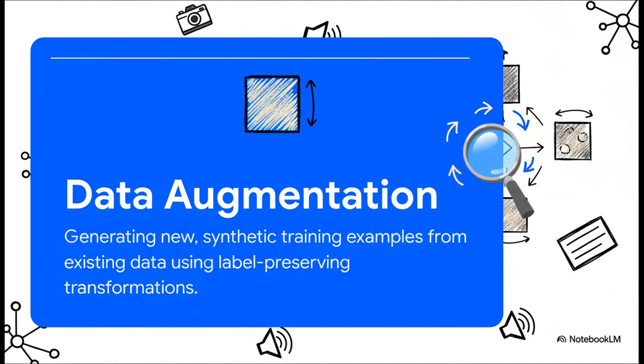The first play is called data augmentation, and the idea behind it is brilliant in its simplicity. You take the data you already have and you just create more of it. You generate new, synthetic examples by tweaking them in ways that, and this is the most important part, don't change what the data actually is.